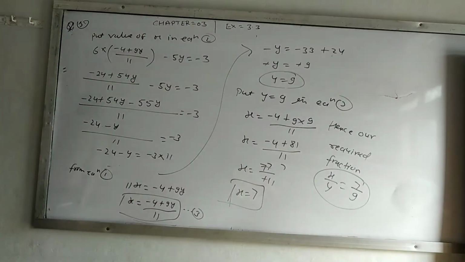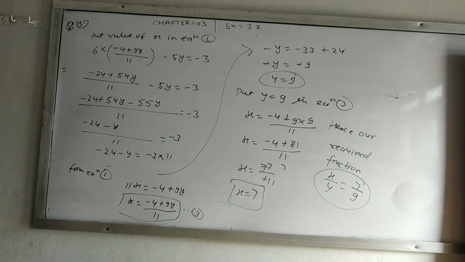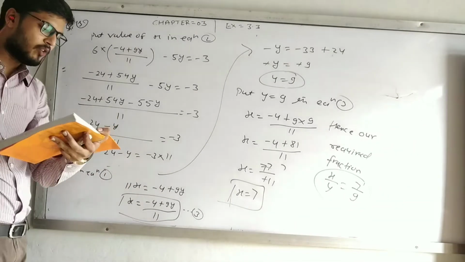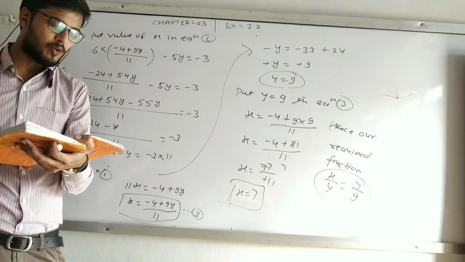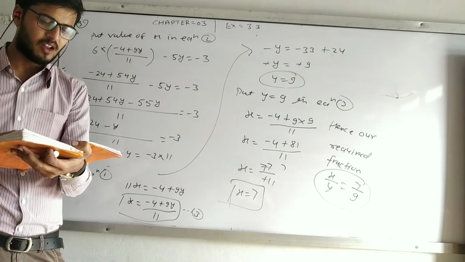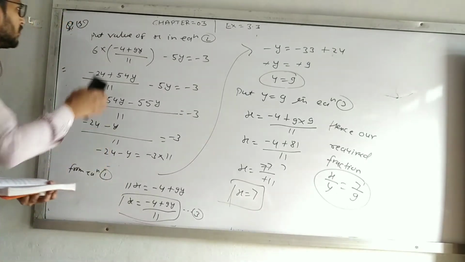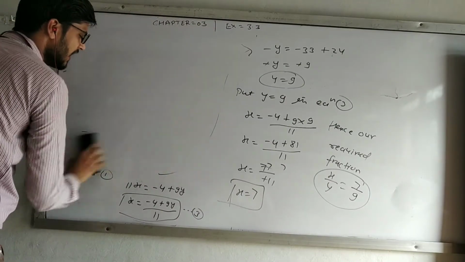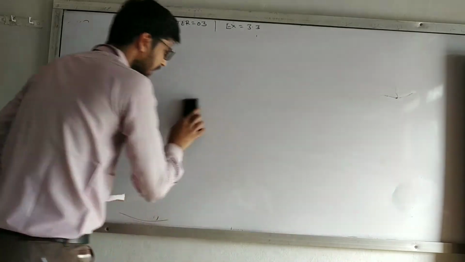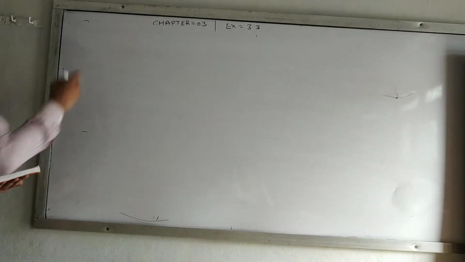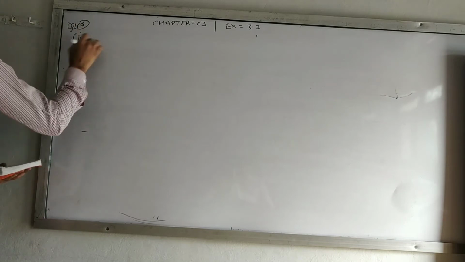Now the last question of your exercise 3.3 is: 5 years hence, the age of Jacob will be 3 times that of his son. 5 years ago, Jacob's age was 7 times that of his son. What are their present ages? So first we let the present age of Jacob be x and his son's present age be y. So we do question number 6.